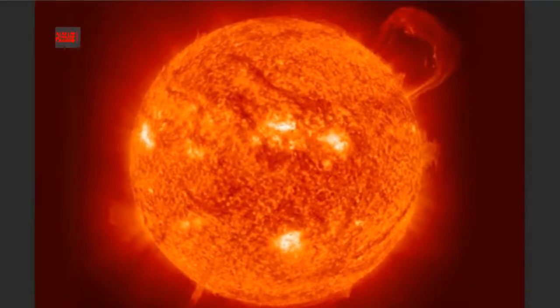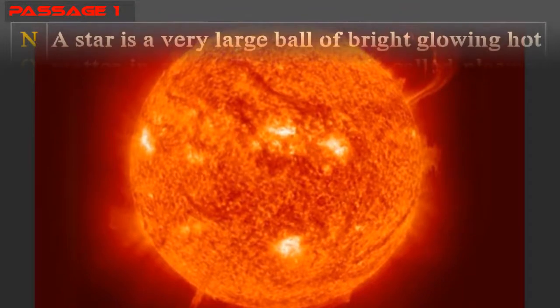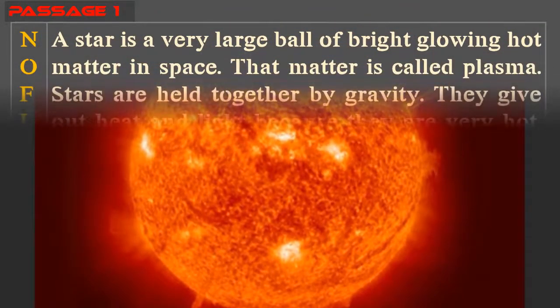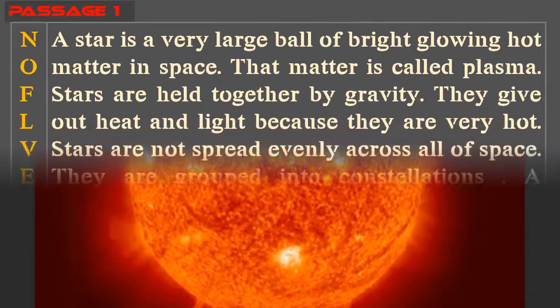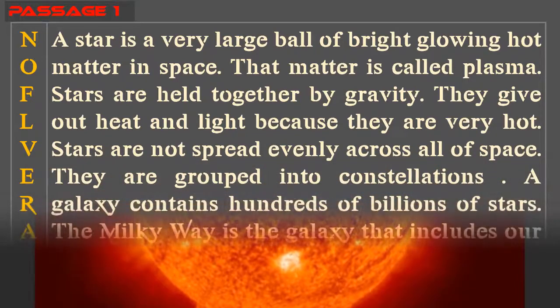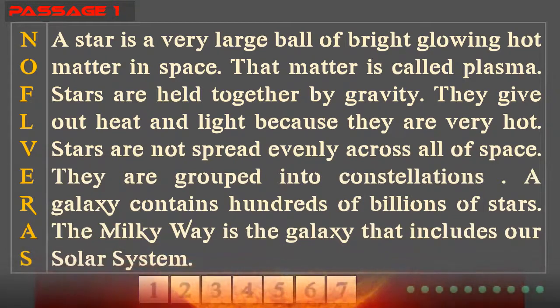Passage 1. A star is a very large ball of bright glowing hot matter in space. That matter is called plasma. Stars are held together by gravity. They give out heat and light because they are very hot. Stars are not spread evenly across all of space. They are grouped into constellations. A galaxy contains hundreds of billions of stars. The Milky Way is the galaxy that includes our solar system.